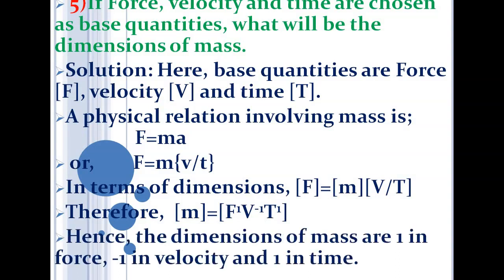Then we can say that the dimensions of mass are 1 in force, minus 1 in velocity and 1 in time, in terms of the force, velocity and time. If we choose the force, velocity and time as the base quantities, then dimensions of the mass are 1 in force, minus 1 in velocity and 1 in time. In this way we can find the dimensional formula if the base quantities are mentioned in the question.